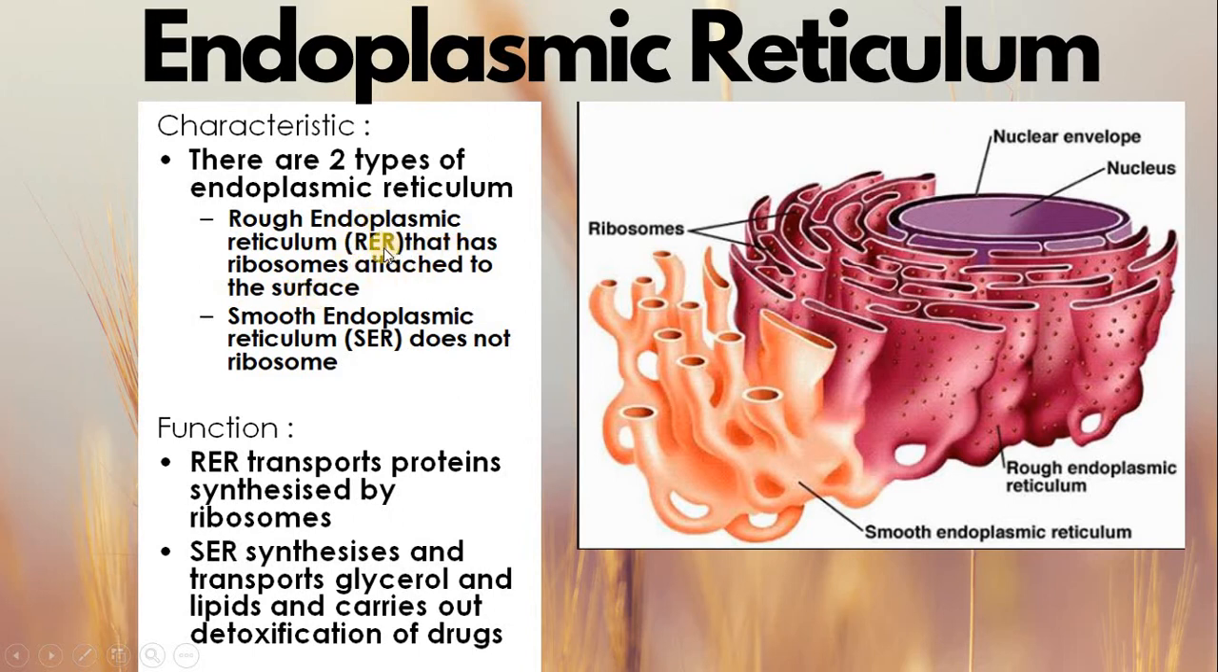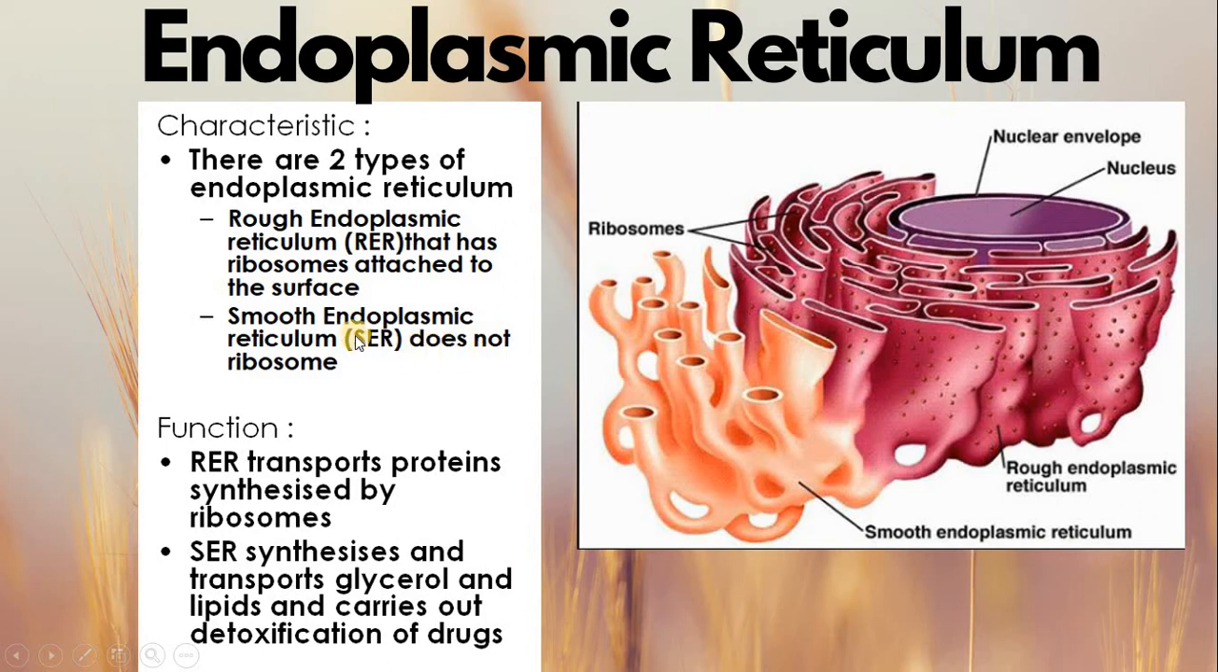You can use RER, but not when writing an essay or structured answer. If you want to write in the exam, make sure you write the full name of the term, rough endoplasmic reticulum, the first time, and then you can use RER for the next sentences. The second type of endoplasmic reticulum is smooth endoplasmic reticulum or SER.